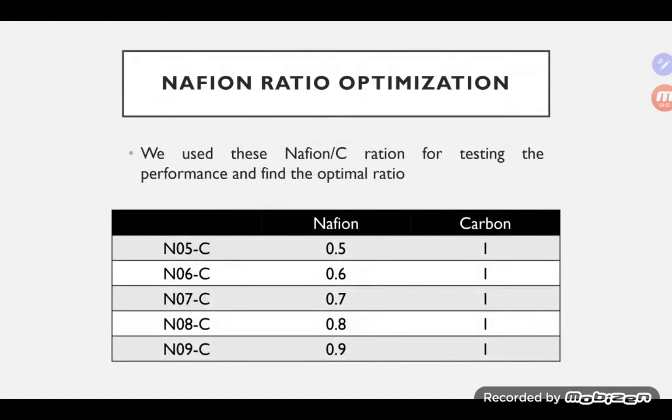Okay, and for Nafion ratio optimization, we use this condition or this ratio for testing the performance and finding the optimum ratio. At the first one, we use Nafion 0.5 per carbon 1, Nafion 0.6, Nafion 0.7, Nafion 0.8, and Nafion 0.9 per carbon 1.